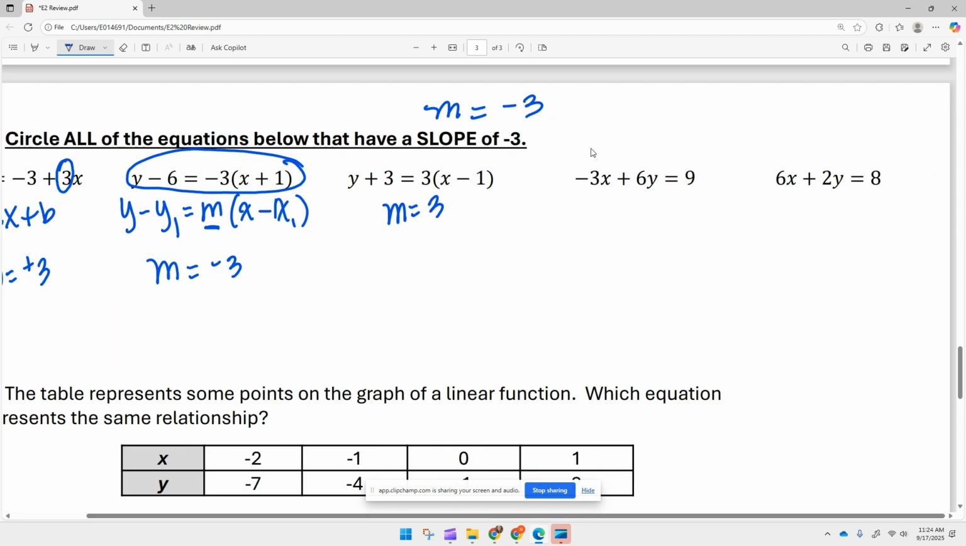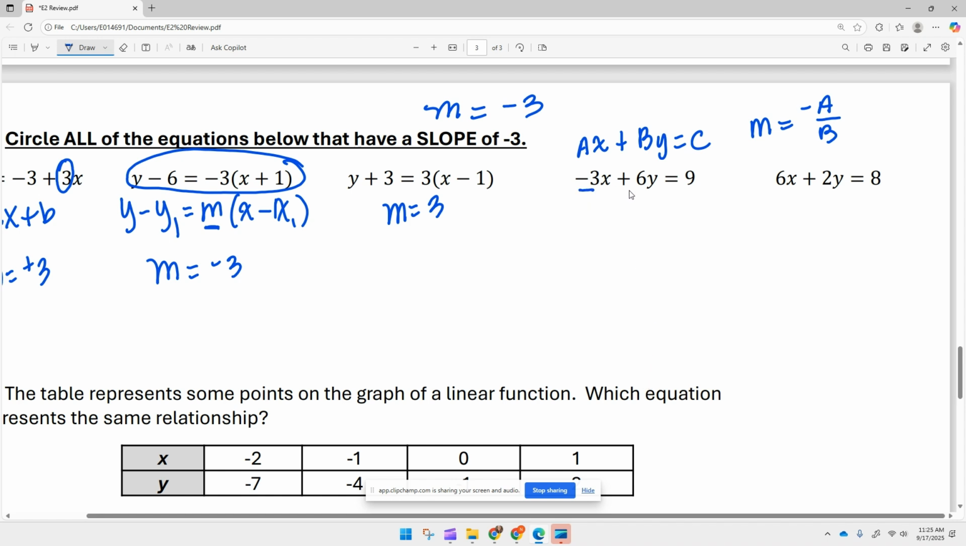Now, the next two equations are in standard form. Ax plus by equals c. Yes, we could put these in slope-intercept form. But when it's in standard form and we're just needing to identify the slope, it's easier for me to use that ratio of -a/b.